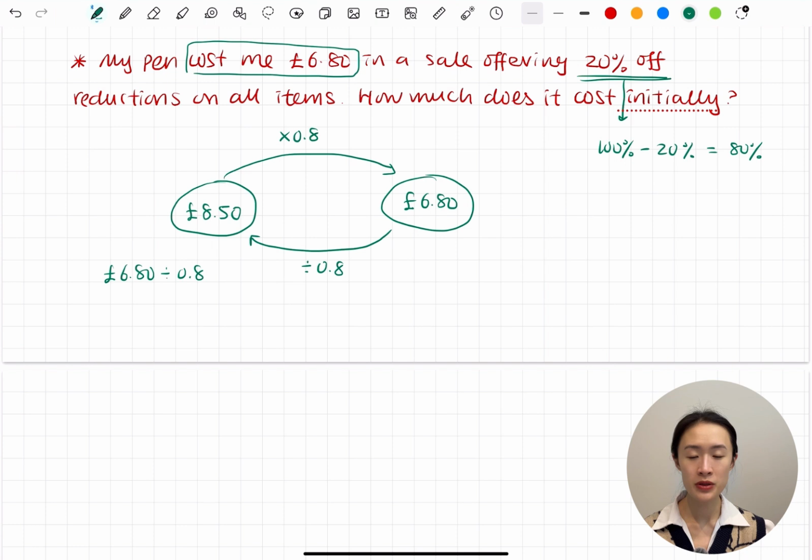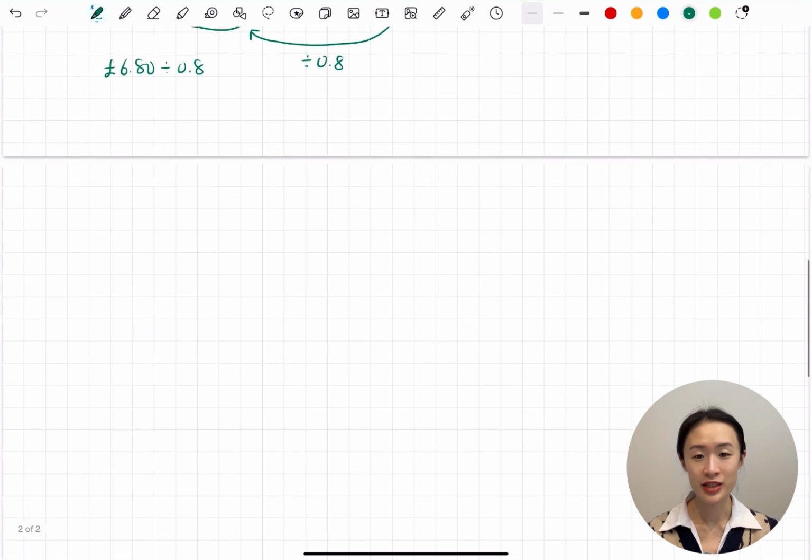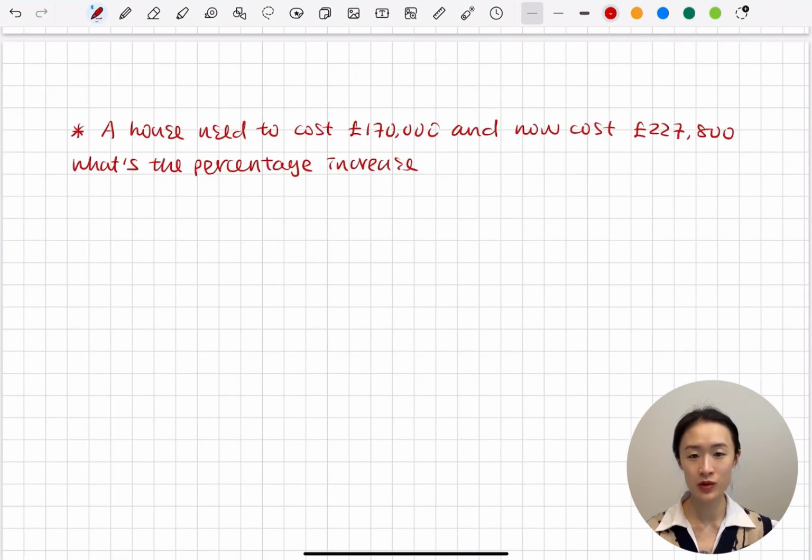Now in this question, most people will try to divide by 1.2 or times by 1.2. Just be really careful. The scale factor doesn't change. We find the scale factor based on the question, whether it's increasing or decreasing. And then if we go forward, we need to multiply. If we wanted to go backwards, we need to divide. Okay, so now move on to a slightly different question.